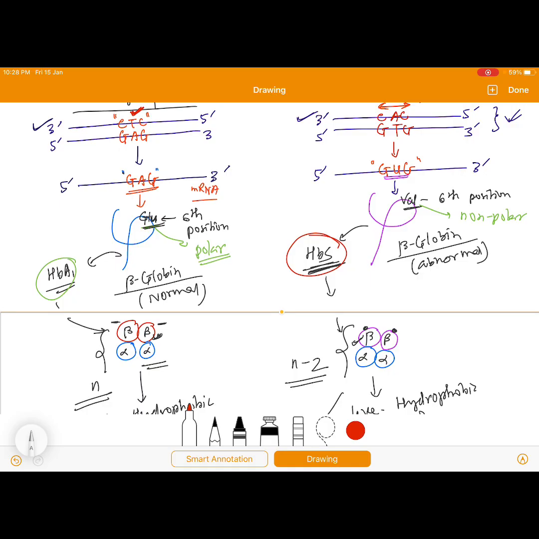But in the normal case, in normal hemoglobin, the HbA1 is there, and in HbA1 at the 6th position glutamic acid is there, because there is no point mutation in this particular case. So in this way we can say that a point mutation is because of a change in a single nucleotide pair. So this is a very good example of point mutation.